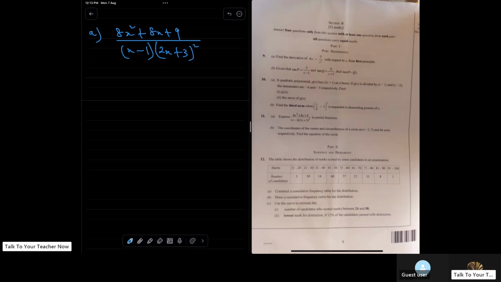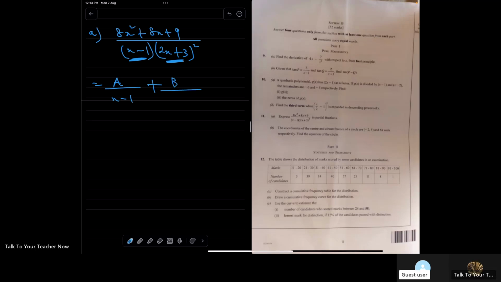So now, the first factor is linear and it is not repeated. Do you know? Yes. So that's A over x minus 1; the numerator of the linear factor is going to be a constant. Plus the second factor is also linear, but it is repeated, so it will have two partial fractions. B over 2x plus 3 raised to power 1; we don't need to put the raised to power 1. Plus C over 2x plus 3 raised to power 2. Beautiful.